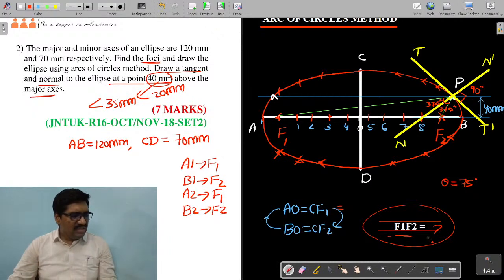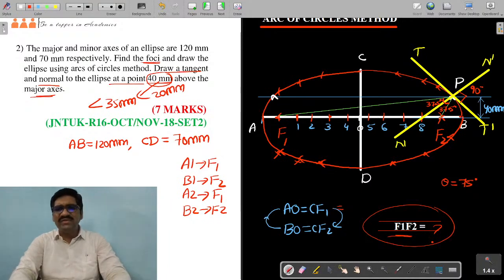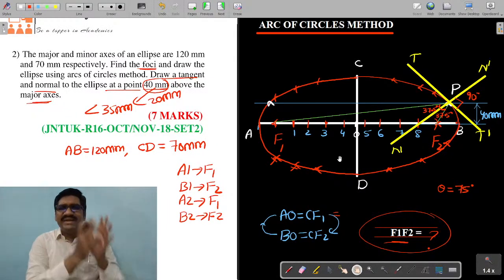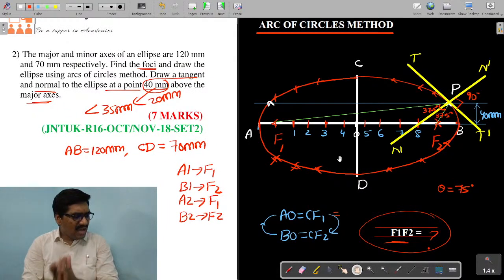Okay, all of you, that is the class for today. I hope you understand the 2 methods. The 2 methods are over: one is the rectangular oblong method and one is the arc of circles method.